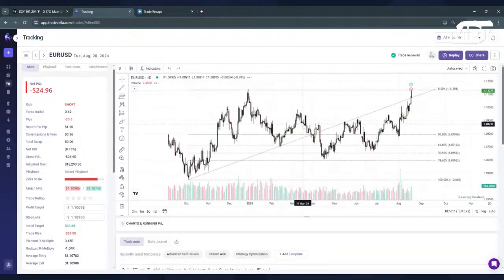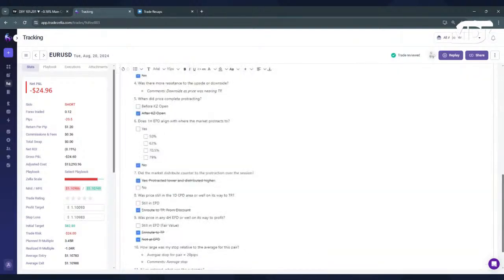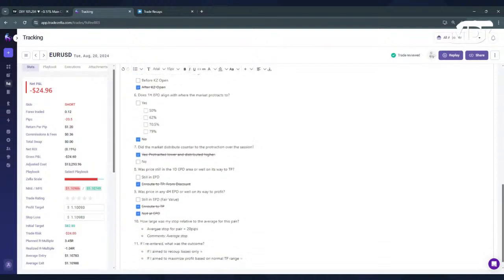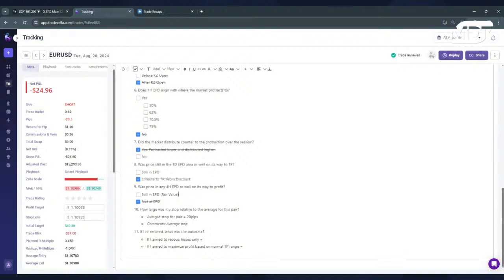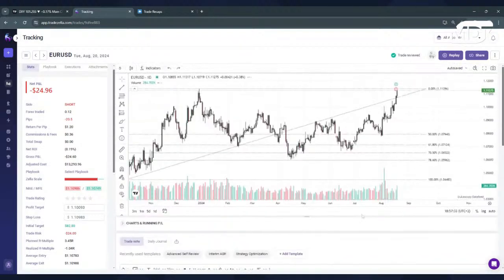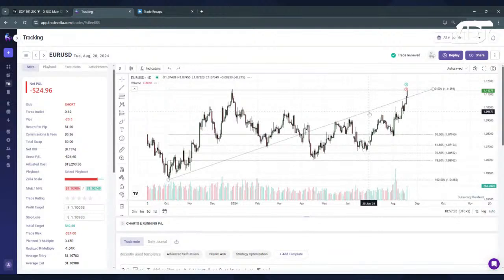So yeah, that was our daily EPD. 4-hour was not at EPD actually. How large was my stop? Stop was average on this pair, and then there was no additional entry that played out. So that was the Euro USD setup.